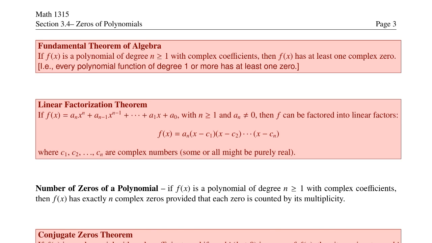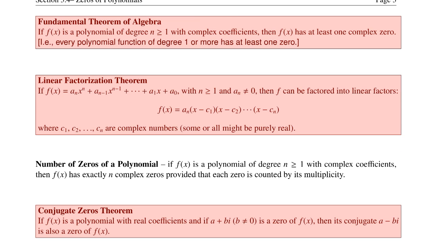Continuing on, one of the results of the fundamental theorem is the linear factorization theorem. Basically it says if you have a polynomial with degree greater than or equal to 1, then it can be factored into linear factors. And those are factors in the form of x minus a number or x plus a number. The trick here, though, is that the numbers that it comes up with as the factors could be complex numbers instead of just purely real numbers. Now, a lot of times in the problems we'll work with, they're purely real, but they sometimes could be complex with imaginary parts.